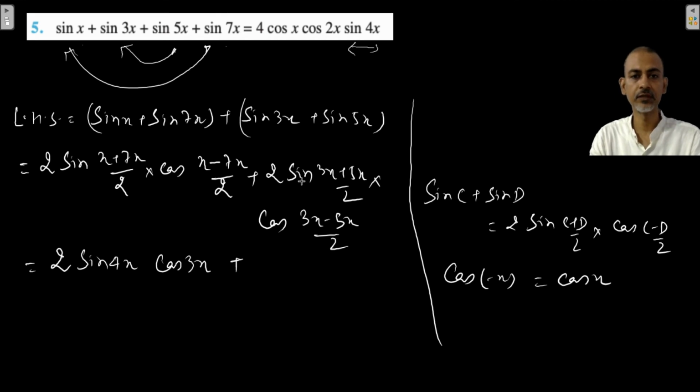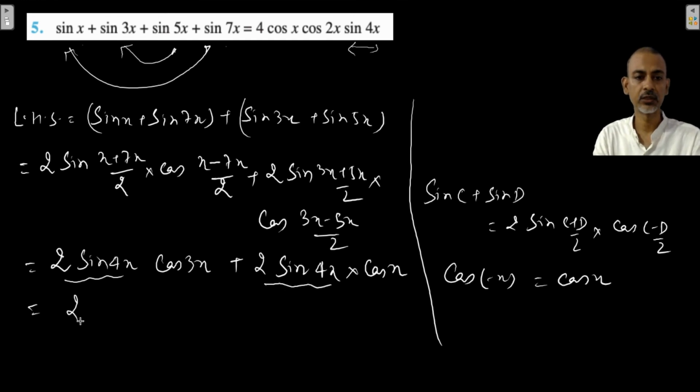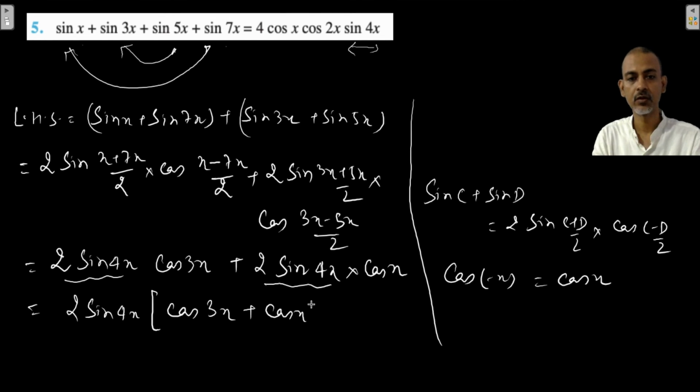Then we will be left with 2 times sin of (3x plus 5x), 8x by 2, is 4x, and here (3x minus 5x) by 2 will be minus 2x by 2, which will be minus x, and cos of minus x is cos x. So I'll just put that back. Now this 2 sin 4x term I can take out as a common term, right? 2 sin 4x. Now I will be left with cos 3x over here, and then I will be left with cos x over here.